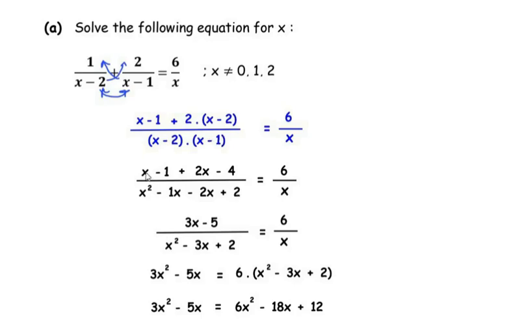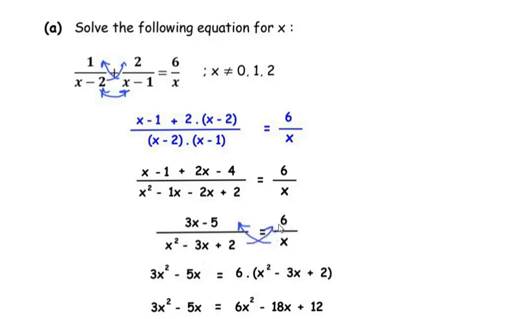Now collecting the like terms, we get x plus 2x gives us 3x and minus 1 minus 4 gives us minus 5 over x square. Now minus 1x and minus 2x are like terms, so adding them together we get minus 3x plus 2 equal to 6 over x. Now we are going to take x on the other side of the equal to sign so that it multiplies with 3x minus 5, and at the same time this denominator goes on the other side and multiplies with 6.